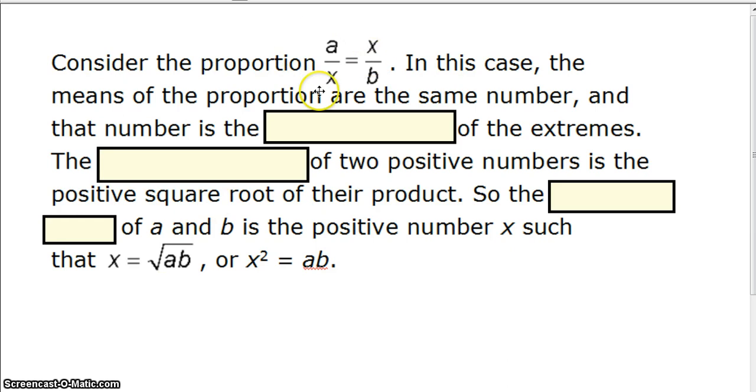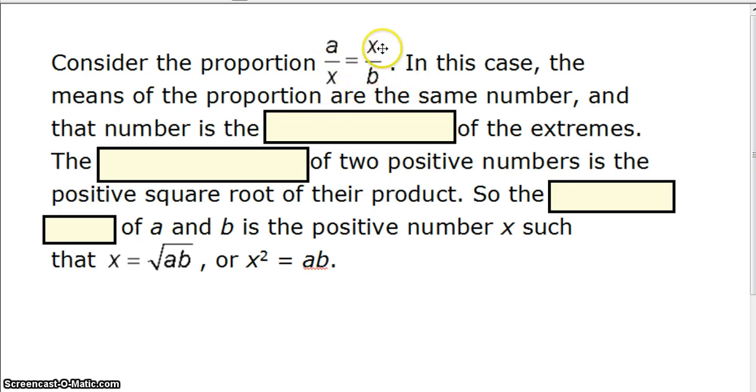Okay, if we consider this proportion, we notice we have a common term in each ratio, right? Now in a proportion, we have what are known as means and extremes. When we say the proportion is A over X equals X over B, the means are the two expressions in the middle, A over X, X over B. The extremes are the first and last things stated in this proportion. A and B are extremes.